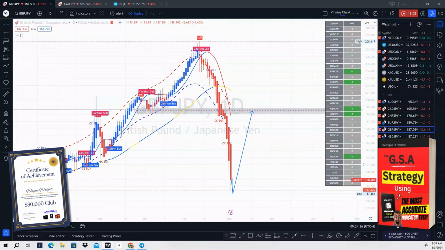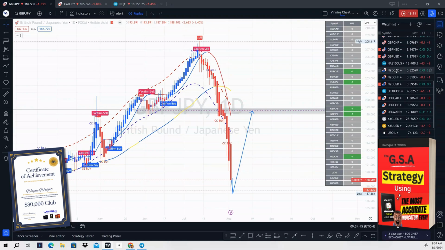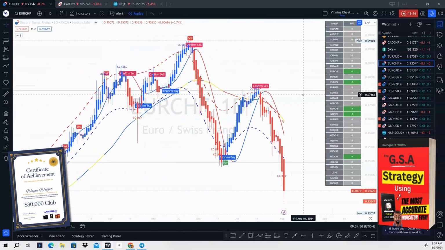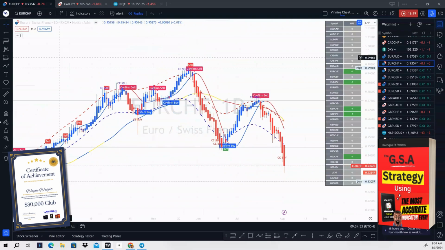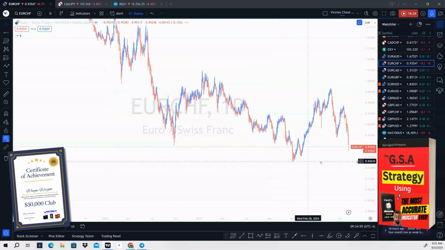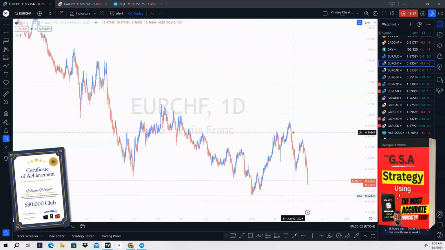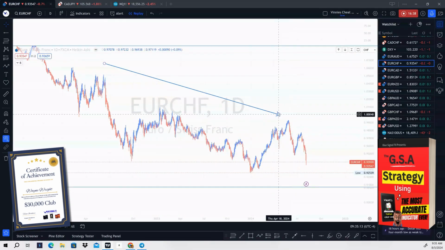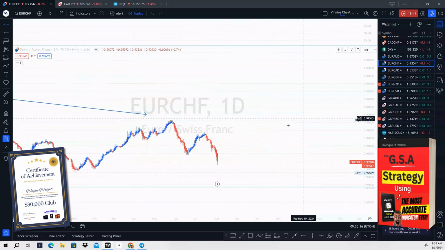Let's go over one more time. We can look at Euro CHF. We're on a daily time frame. Let's turn off the indicator. First thing we want to do is determine the overall trend. What is the overall trend? All right, big picture trend. Well, obviously, price is moving down. We're bearish here on Euro CHF. Now, what is the current trend?